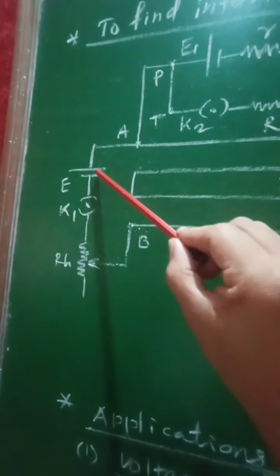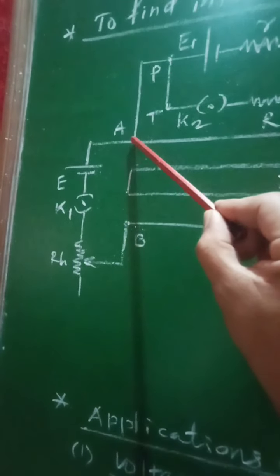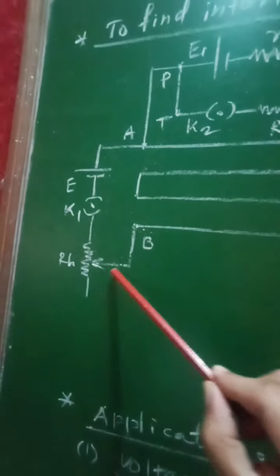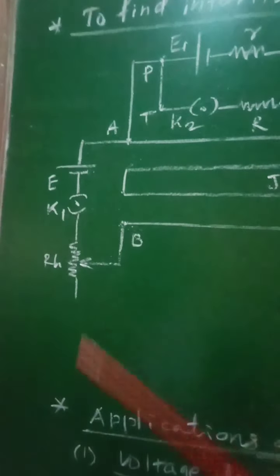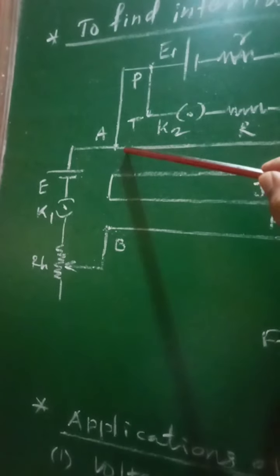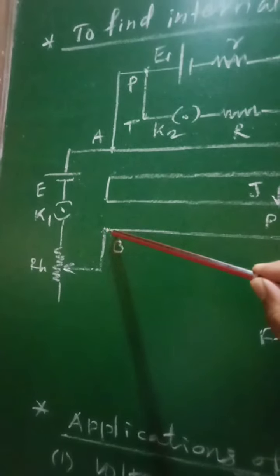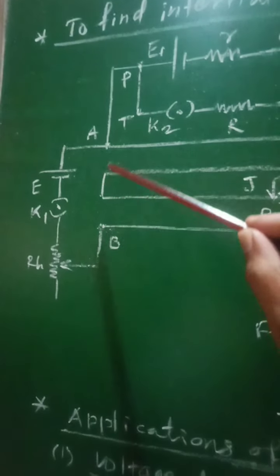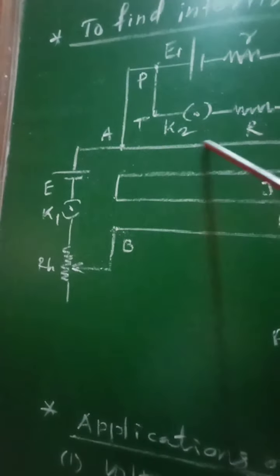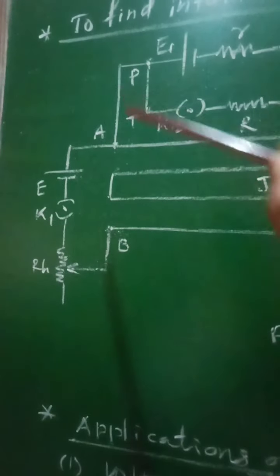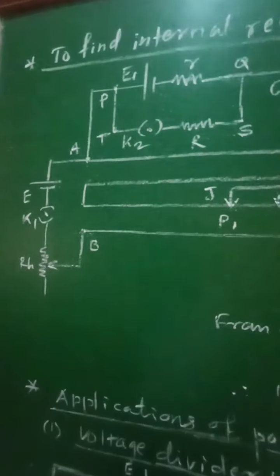The positive terminal of the cell is connected to terminal A and negative terminal is connected to terminal B. Therefore, point A is at higher potential as compared with the point B, and therefore the current will be set up in the circuit. It will flow away from this point A.